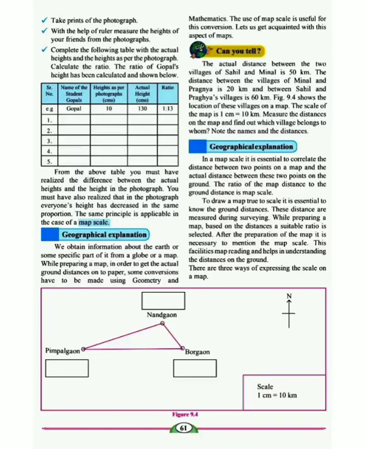Okay, so first it says there are 2 villages, one Sahil's and one Minal's. The distance between the two is 50 kilometers, right. Now from Minal to Pragya, Minal and Pragya is 20 kilometers and between Sahil and Pragya is 60 kilometers. Fine. Then they have shown you that the scale is 1 centimeter to 10 kilometers. So you need to measure the distance on the map and find out which village belongs to whom.